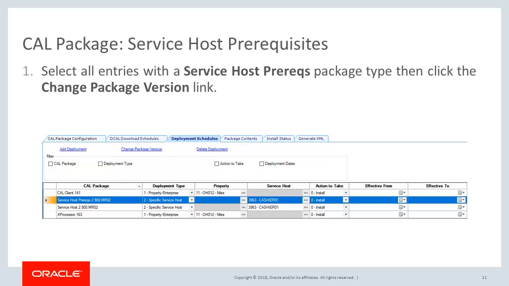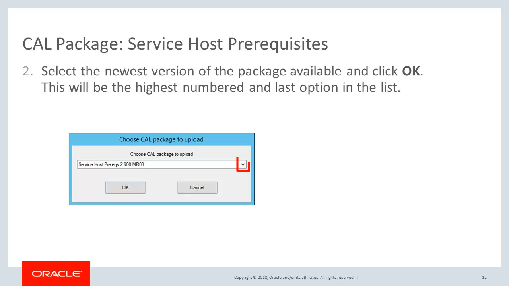In this example, Service Host Prereqs version 2.9.00 MR2 is displayed. However, your version may be different, depending on the version of your Simphony Enterprise. From the drop-down, select the latest version of the Service Host Prerequisites package to install. In this example, Service Host Prereqs 2.9.00 MR03 has been selected. Click the OK button after your selection.